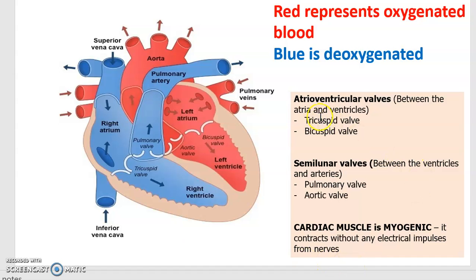You've got the atrioventricular valves, bicuspid and tricuspid. We've mentioned the semilunar valves, and the semilunar valves are also called the pulmonary valve or the aortic valve, depending on where they are. So the pulmonary valve here and the aortic valve at the base of the aorta.